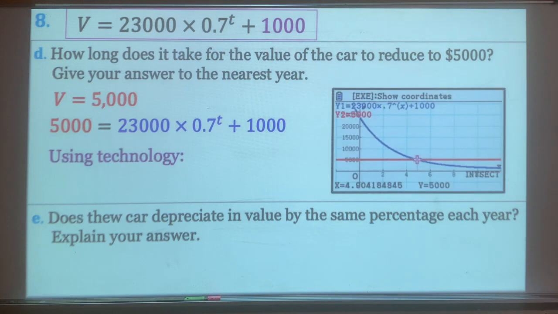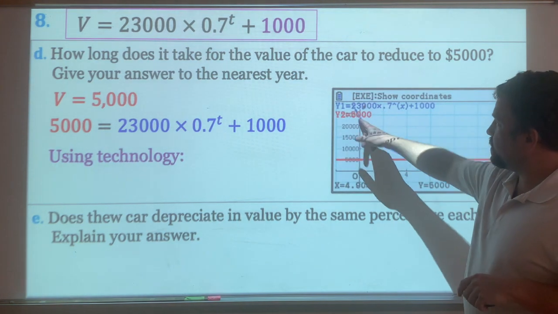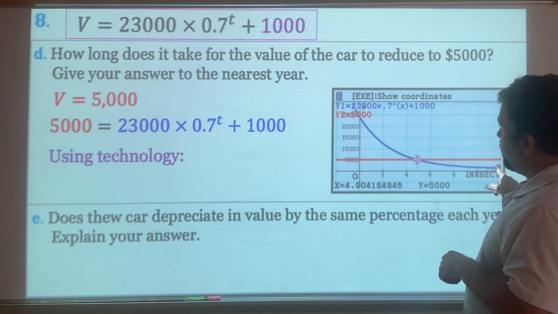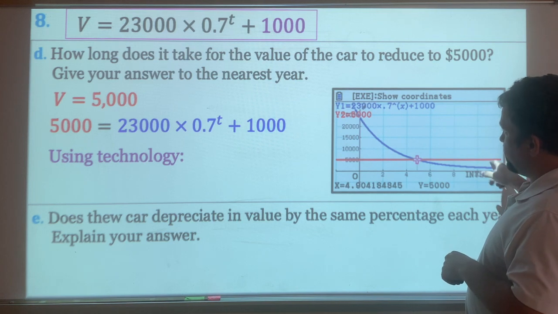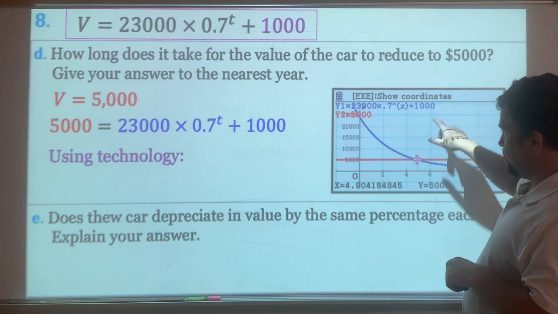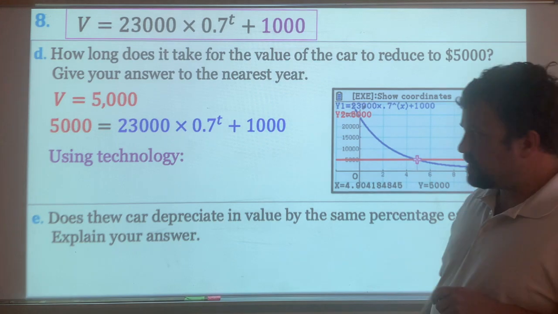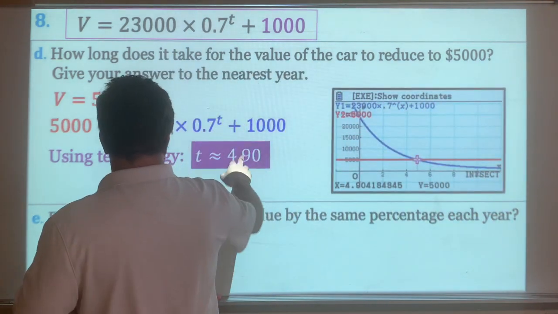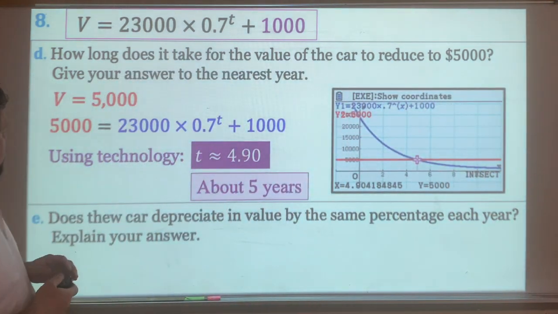Let's do some graphs. Y1, 23,000 times 0.7 caret X plus 1,000. Other one's 5,000 using technology. T is about 4.9 or about 5 years.